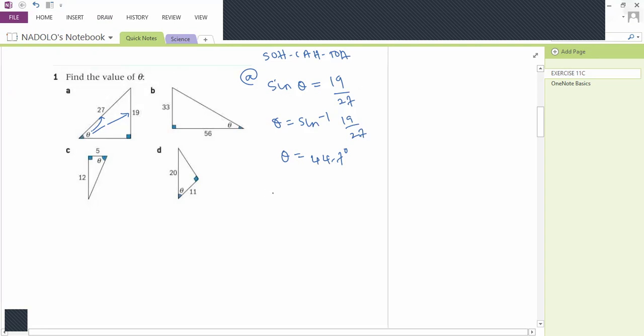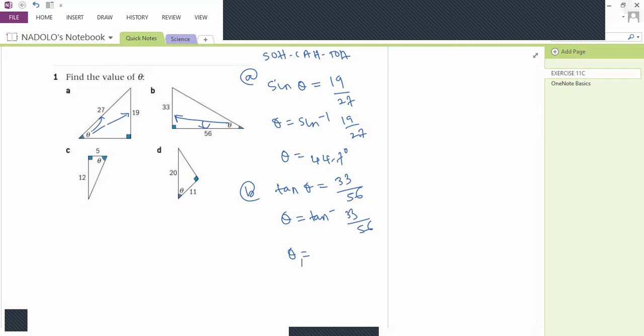Then for B, you will notice that we have this angle theta here. It has an opposite side directly above it, and then we have an adjacent side. The acronym with opposite and adjacent is tan. So the tan of the angle theta should be opposite divided by adjacent. If you want to get theta, you have to do the inverse of tan on both sides. So tan inverse 33 over 56.